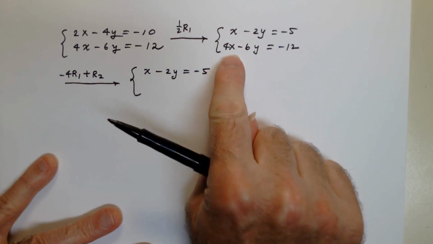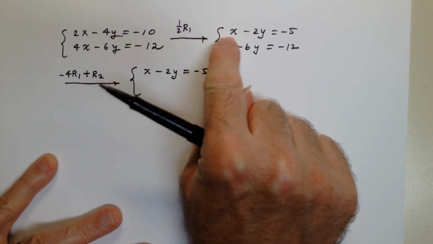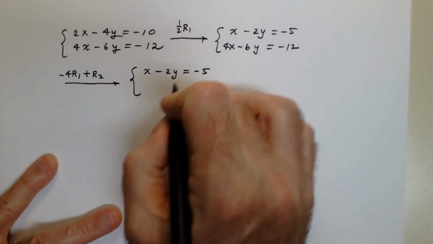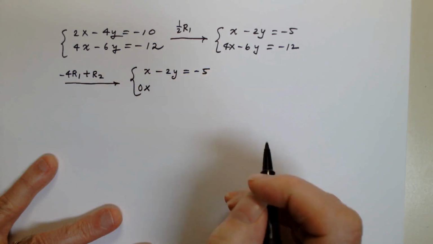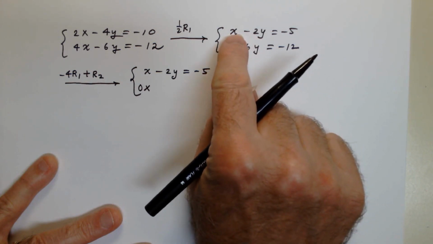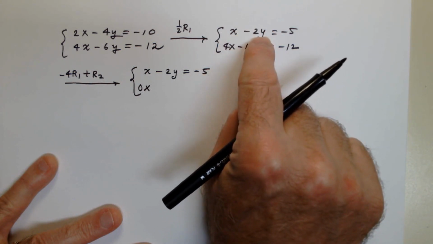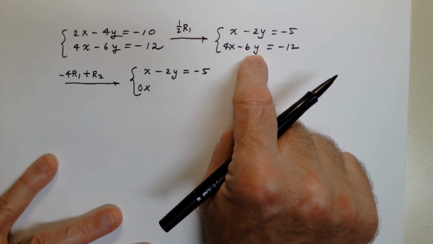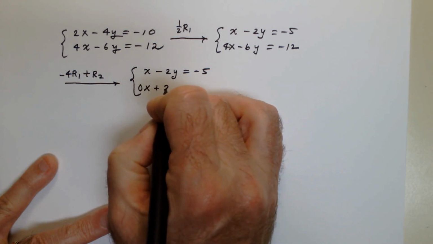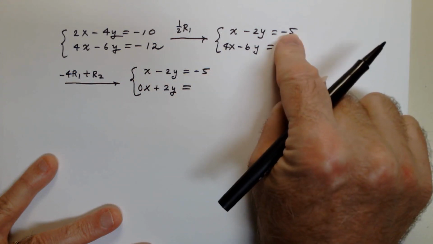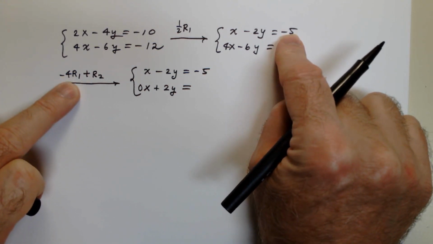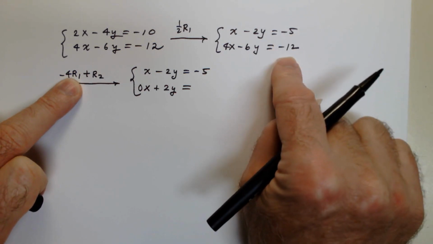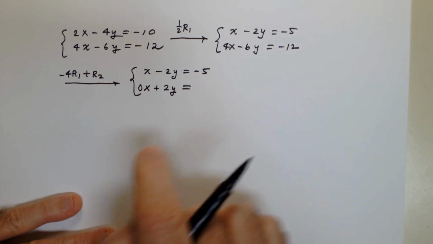So place by place, I have to multiply by negative 4, so that's going to be negative 4x. That's going to be added onto the 4x, which gives me 0x. I'm going to write it in there just so you know that we processed it. Now I'm multiplying by negative 4, so that's going to turn this into 8y. 8y added onto the negative 6y is going to give me plus 2y. I'm multiplying the negative 5 by negative 4, so I'm going to get 20. 20 added on to the negative 12 is going to be 8.